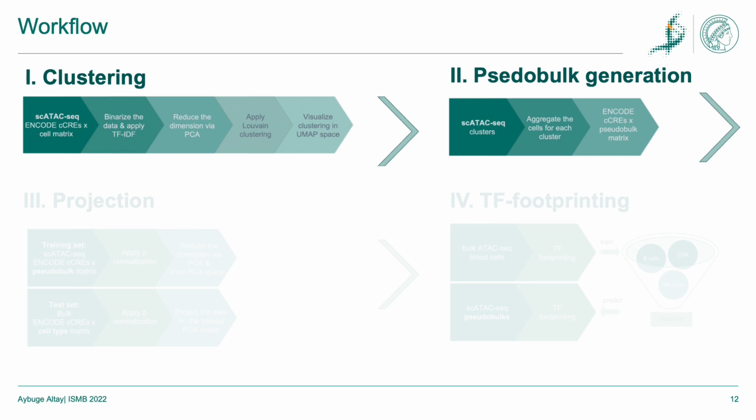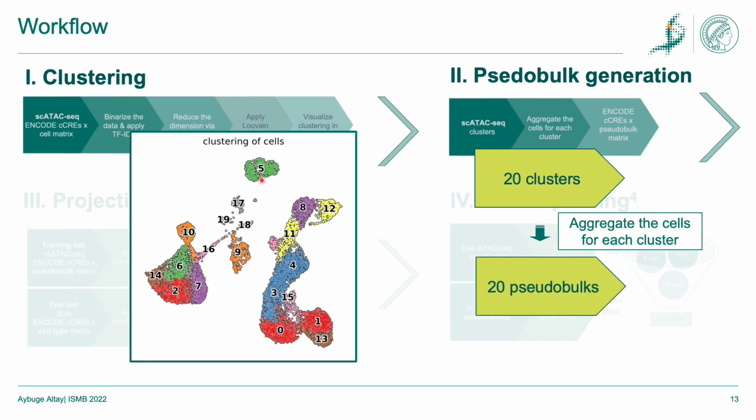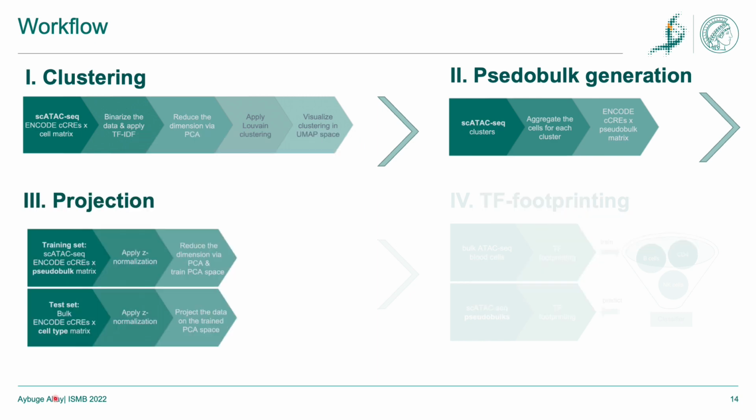The next step is pseudobulk generation. Single-cell ATAC data is too sparse to be annotated at the individual single-cell level. Therefore, we need some sort of aggregation, and we use pseudobulk generation as an aggregation scheme. What we do is relatively simple. We take each individual cluster and aggregate the cells within a cluster to create what we call pseudobulks. As we had 20 different clusters in the PBMC data, we now have 20 different pseudobulks. Now the question is, how can we annotate these pseudobulks?